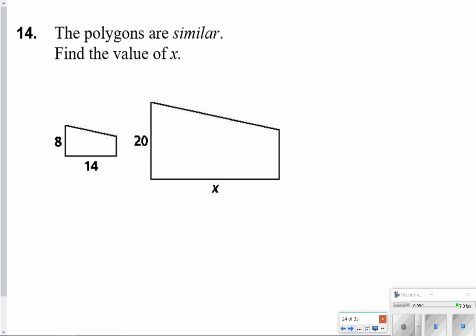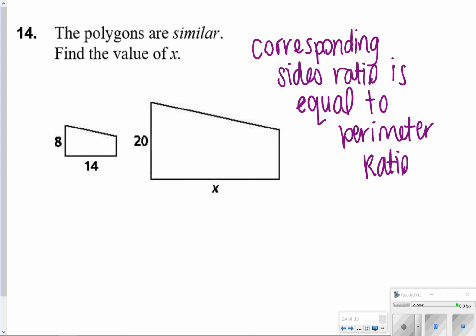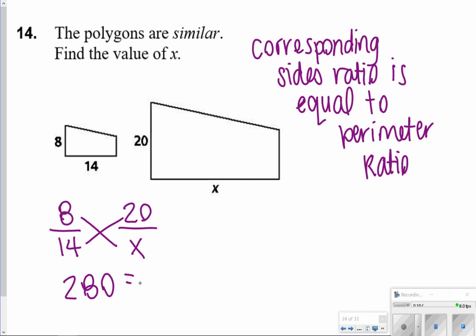Going on to the final page of your review, number 14, the polygons are similar, so find the value of x. Remember, similar polygons have the same ratio for corresponding sides, which is equal to the ratio of the perimeters. So what I can do here is take both of these and write a proportion because these sides should be proportional. I know 14 times 20, or you can say 14 times 2, is going to give me 280, and 8 times x is 8x. Divide both sides by 8. X is equal to 35.